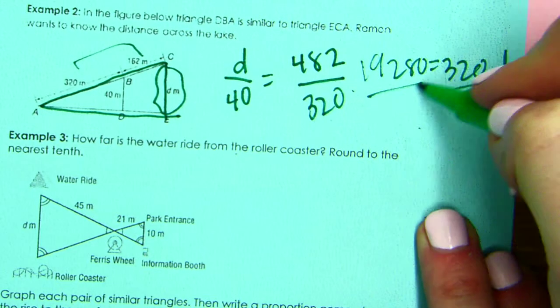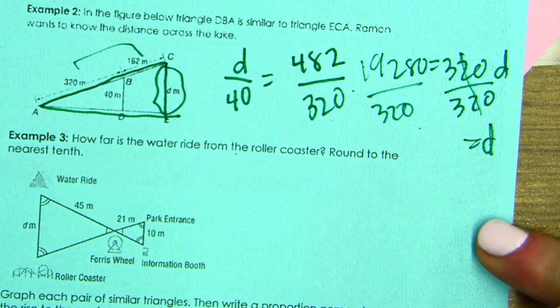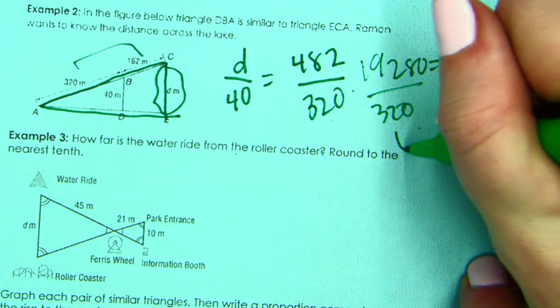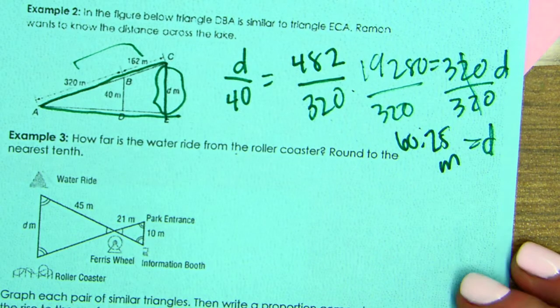Divide by 320. Sorry, you can't see my equation. So I get d is equal to 19,280 divided by 320, which is 60.25 meters. So the distance across the lake is 60.25 meters.